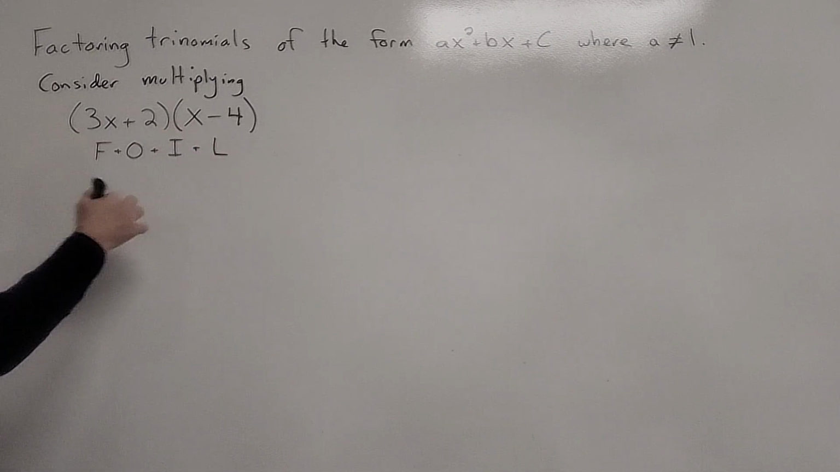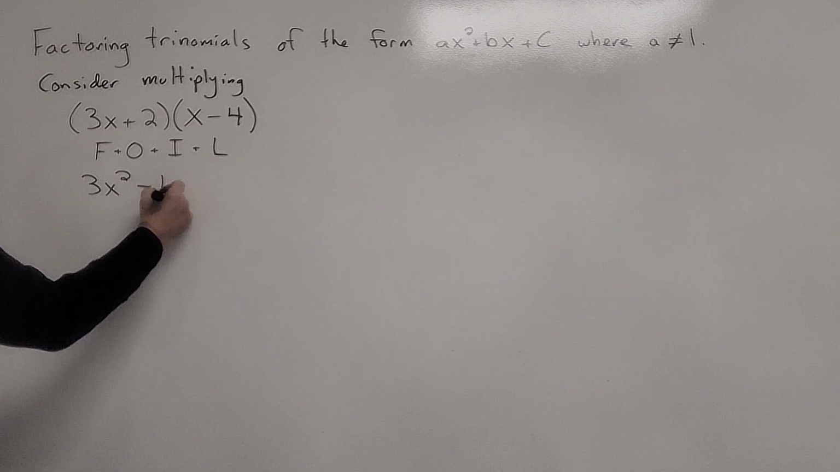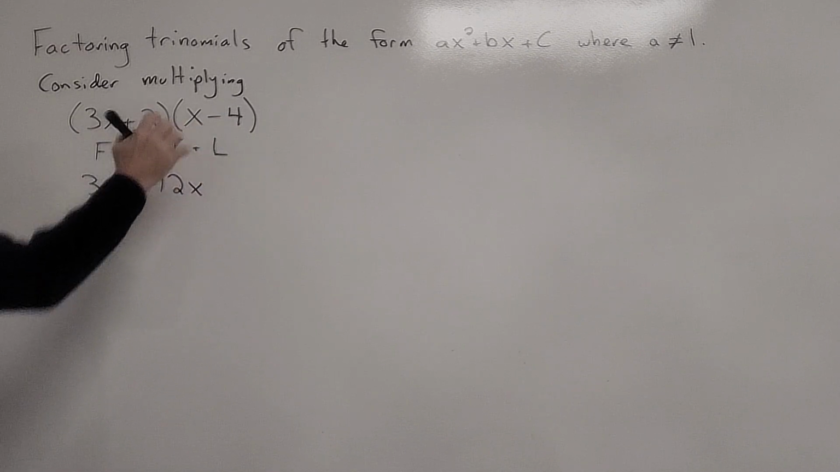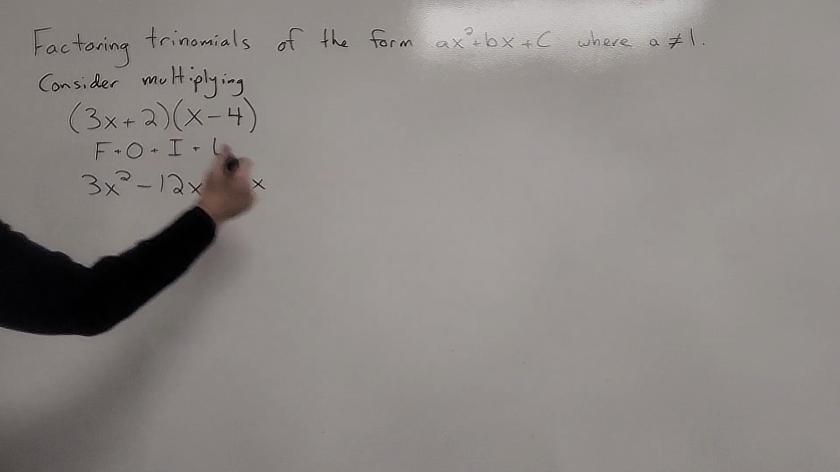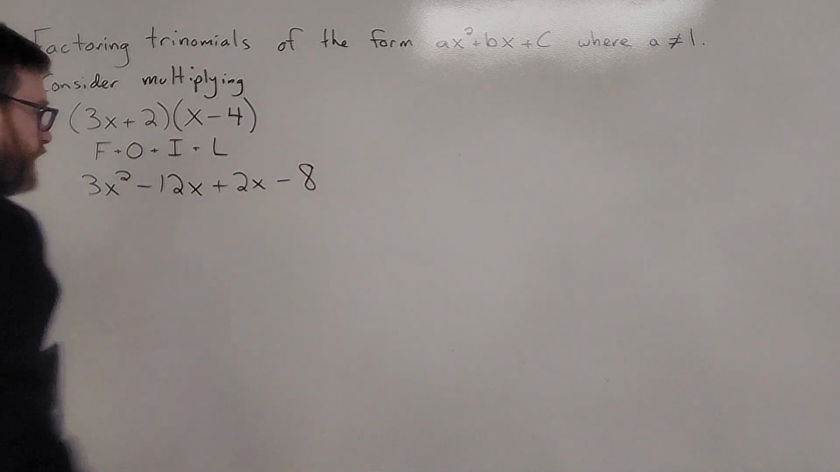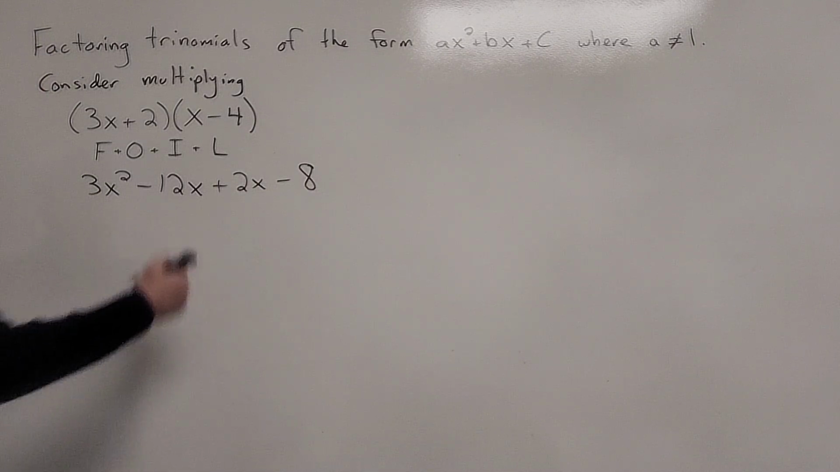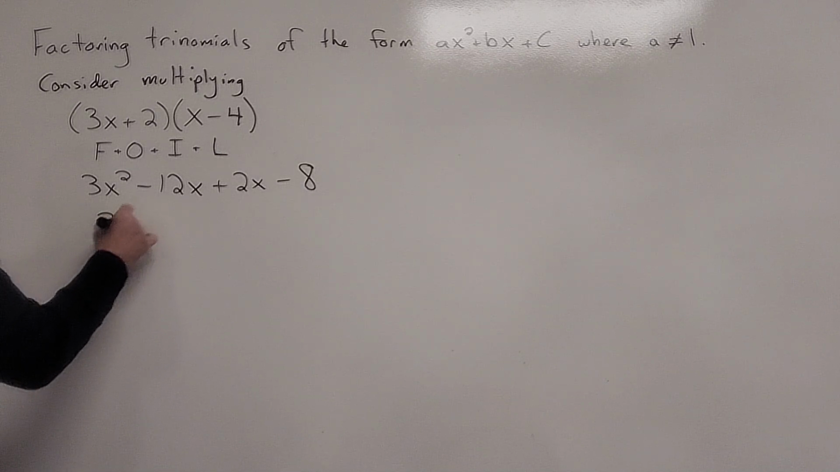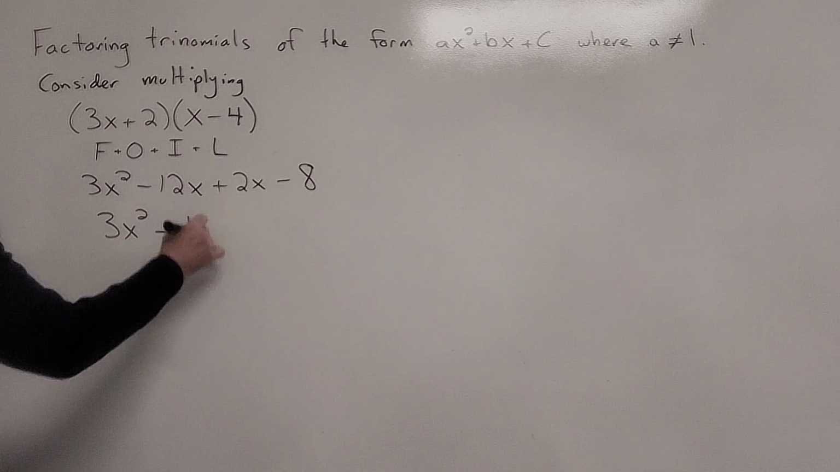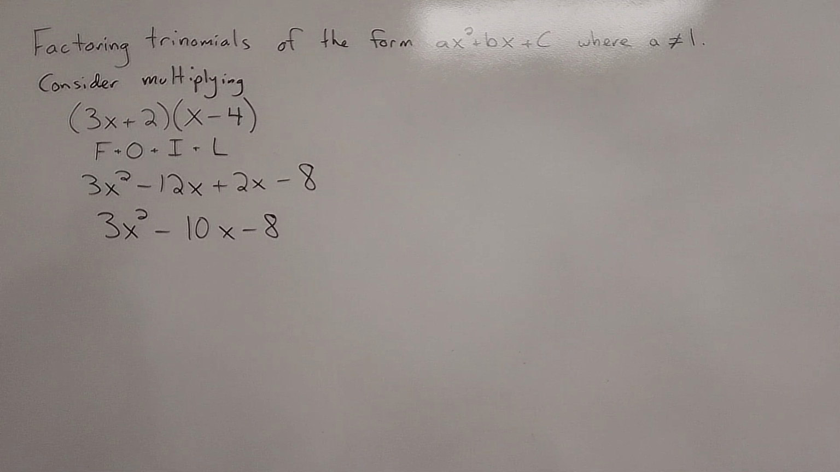So the first of both, 3x times x, is 3x squared. Outside is 3x times negative 4, which is going to be minus 12x. Inside is going to be plus 2x. And then last is going to be 2 times minus 4, which is minus 8. Now, we finish this multiplication by combining the like terms, and I can see that this negative 12x and this 2x are like terms, so they add to a minus 10x minus 8. So this is multiplying those two binomials together.